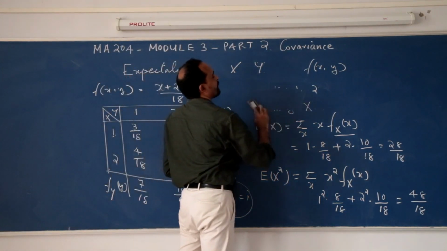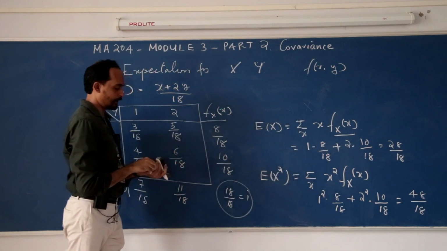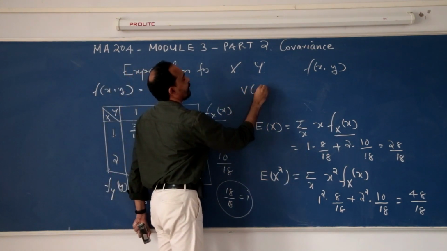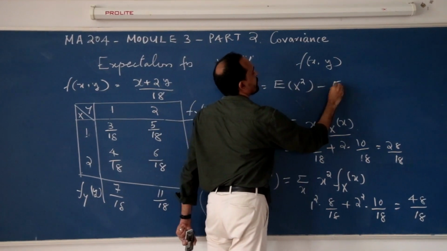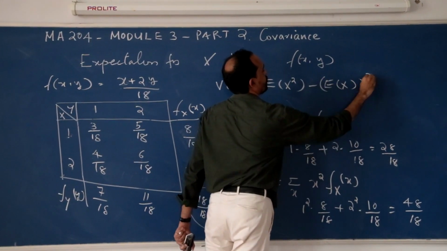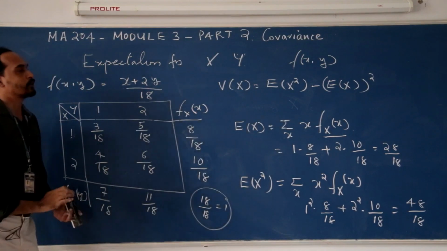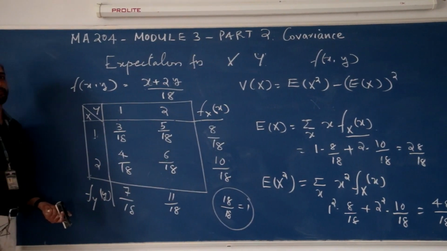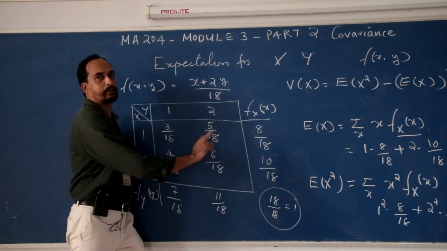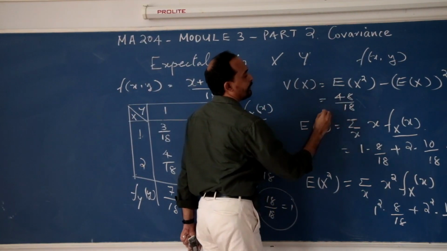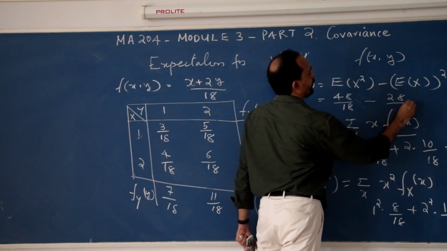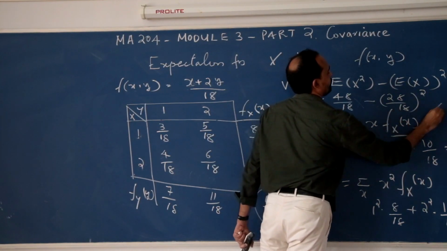Then what is the variance of x? It is also defined in the previous lecture. Variance of x is equal to expectation of x square minus expectation of x the whole square. This is the theory here. That is equal to 48 by 18 minus 28 by 18 the whole square.